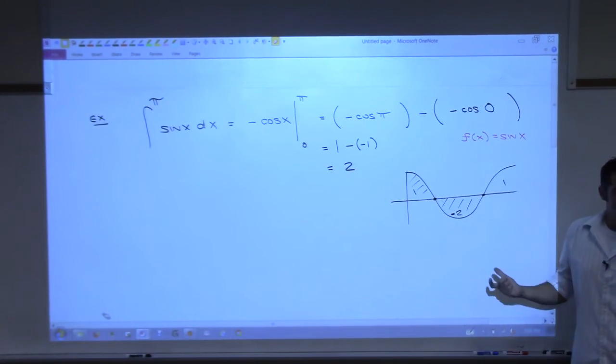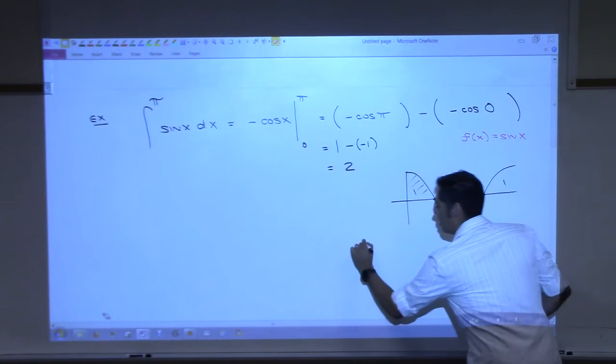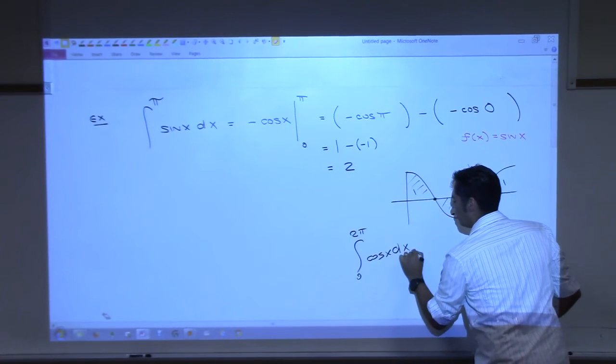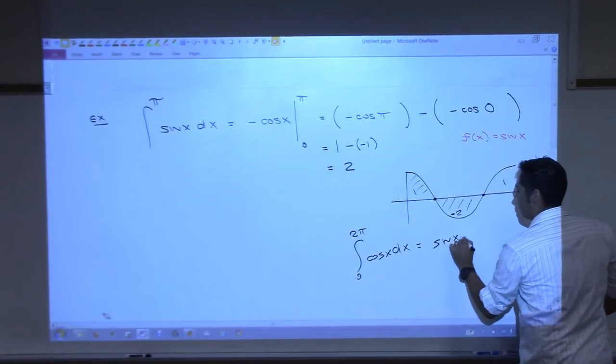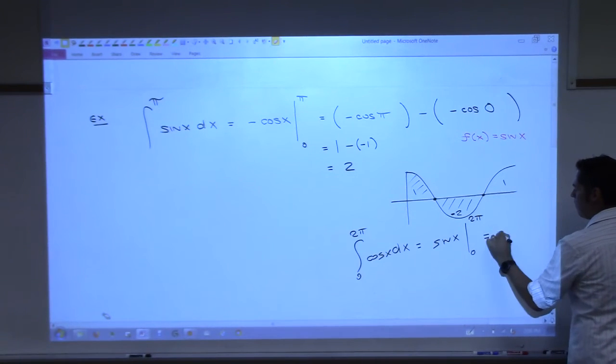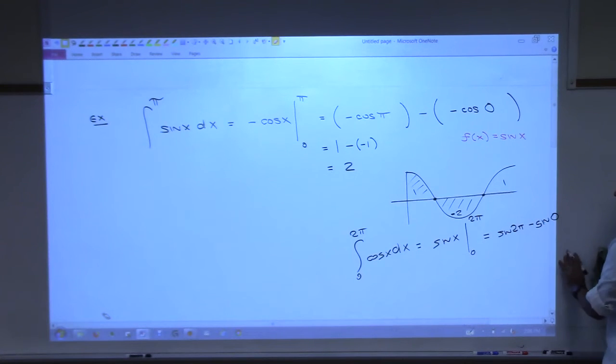Now you could check it, right? You could just integrate cosine. How hard would that be? Integral 0 to 2 pi of cosine. What's the antiderivative of cosine? Sine x, from 0 to 2 pi. You plug in 2 pi: sine of 2 pi minus sine of 0. Sine of 2 pi is 0, minus 0, so you get 0. So yes, they do cancel each other out.